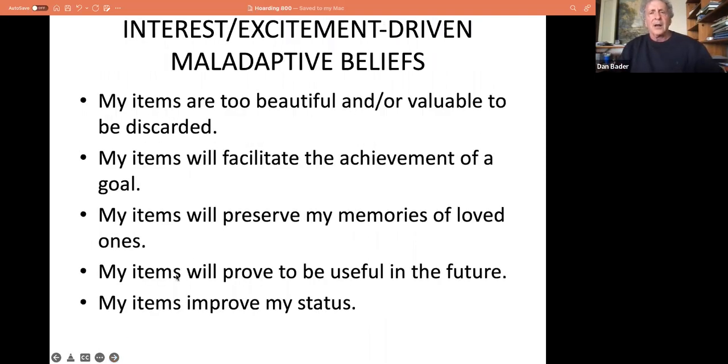So here we have some examples of interest-excitement driven maladaptive beliefs that hoarders would have. My items are too beautiful and or valuable to be discarded. My items will facilitate the achievement of some future goal. My items will preserve my memories of loved ones. My items will prove to be useful in the future. They have use value. My items improve my status.